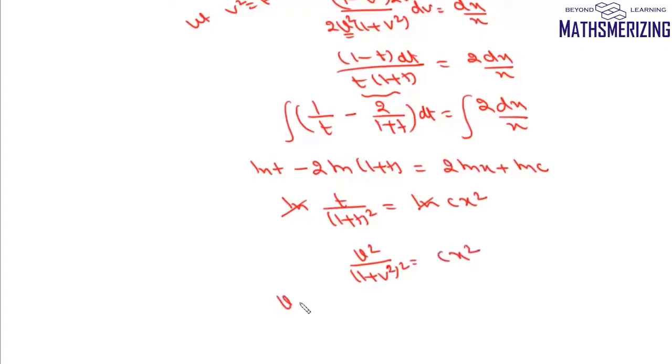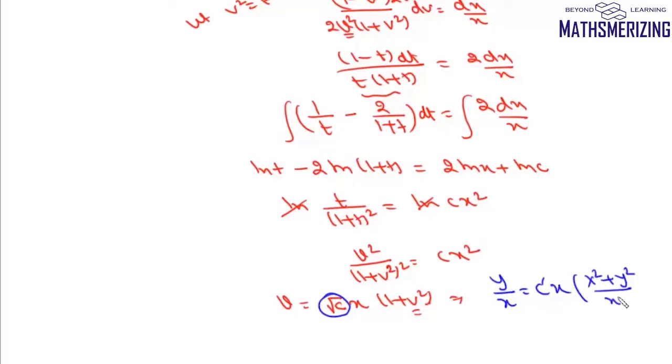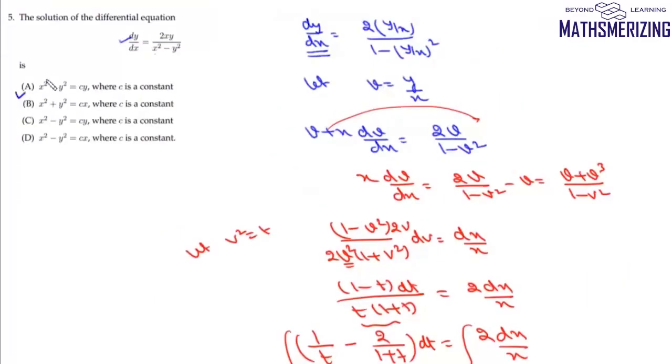So we can write this as v, and then under root c x into 1 plus v square. Now v is y by x. So we can write this as y by x, and then this is some constant, say c dash, and it is x, and here will be x square plus y square upon x square. Now here x will cancel, then we can write this as x square plus y square equals some constant into y. So answer to this question will be x square plus y square equals cy, and that's your option number A.